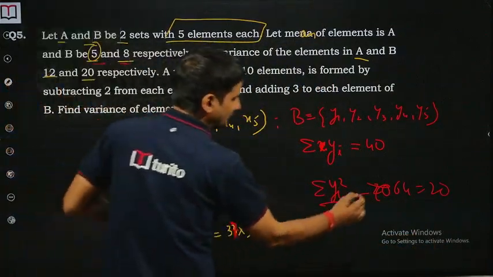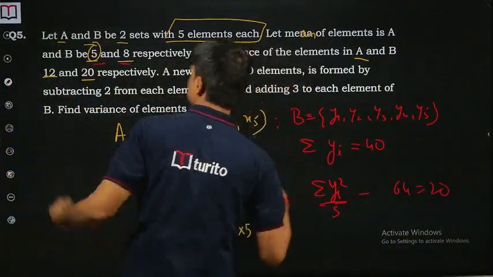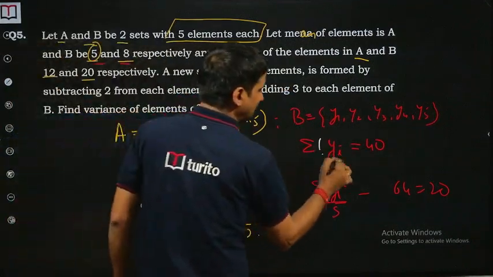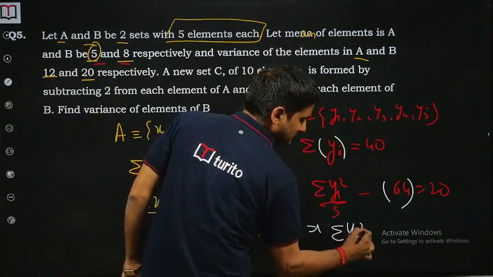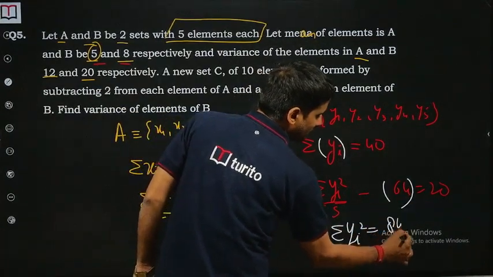Of course, we have to use the appropriate formula. We shouldn't miss it anywhere. So that's it. From here we will get summation yi square, which is 84 into 5.